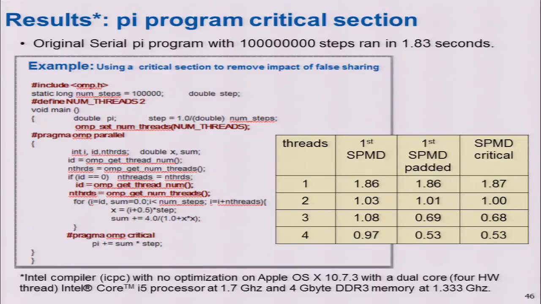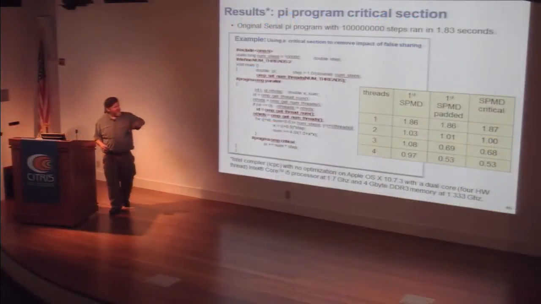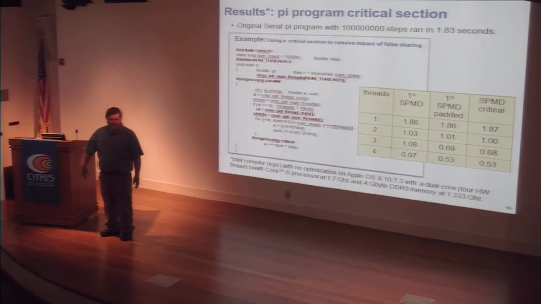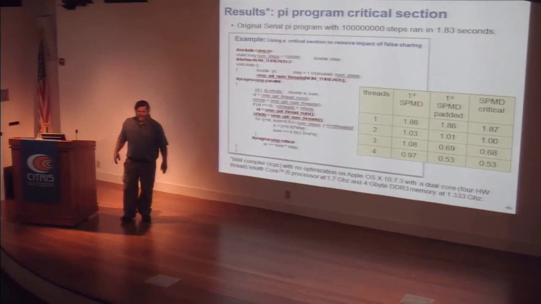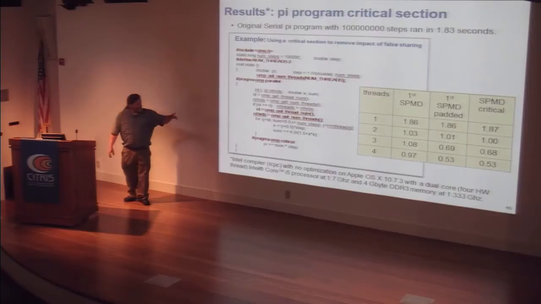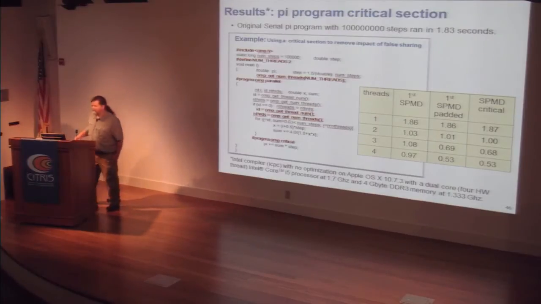I didn't talk about padding, but in the six-hour version of this lecture, I talk about padding. But those of you who know about padding, the critical is a much easier way, and it's portable. Padding is when I say, I know how wide my cache line is, so I'll set up my array so that each element is at the beginning of adjacent cache lines. The problem is I move to a different architecture with a different cache architecture, and I have to redo the padding. What a pain. Well, the critical is completely portable, which is pretty cool.